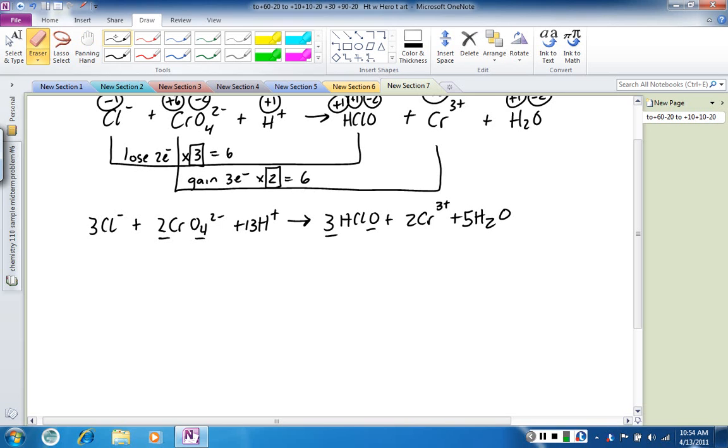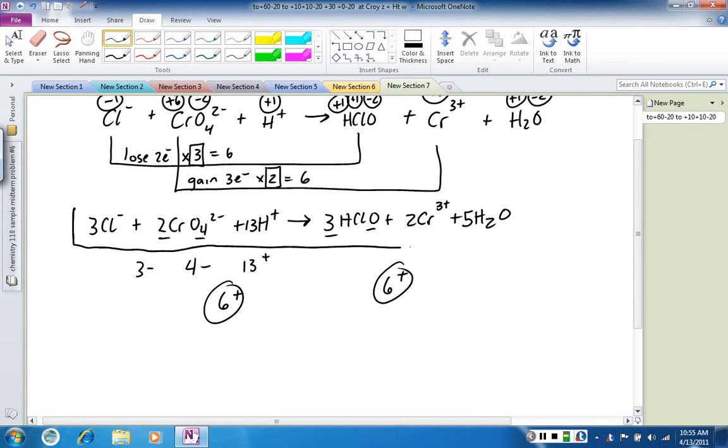The last step you want to do is to check your charges. If you've done it right, your charges will balance. If you haven't done it right, your charges won't balance. So you should know if you get these right or wrong. We have 3 negative charges over there. We have 2 times negative 2, so 4 negative, and we have 13 positive. So 7 negative, 13 positive, we have 6 positive total. Over here we have nothing from the first species, 2 times plus 3 is plus 6. We have nothing from the water. So our charges balance. So we're done.